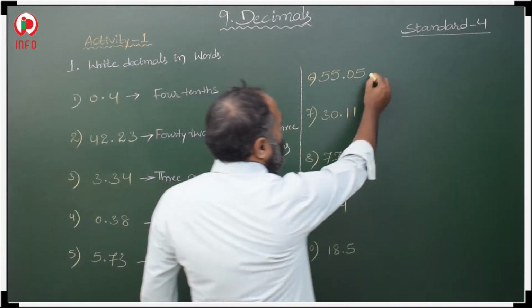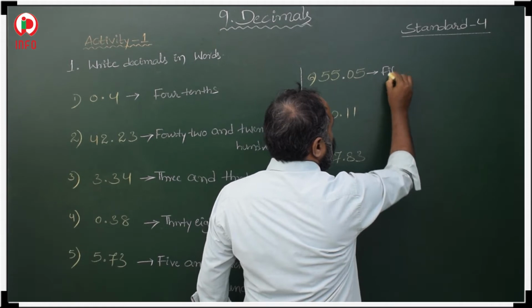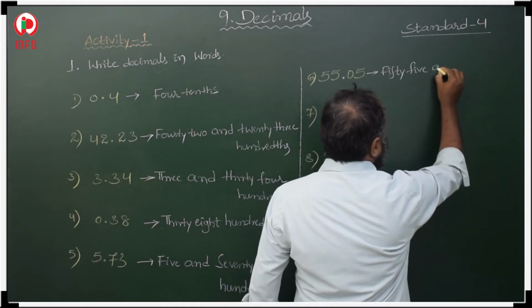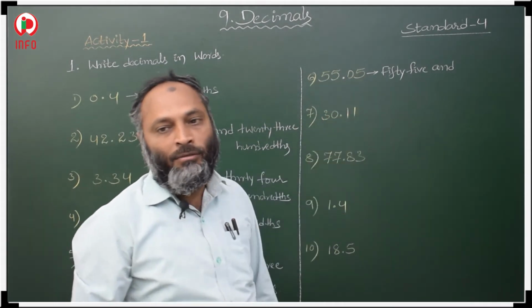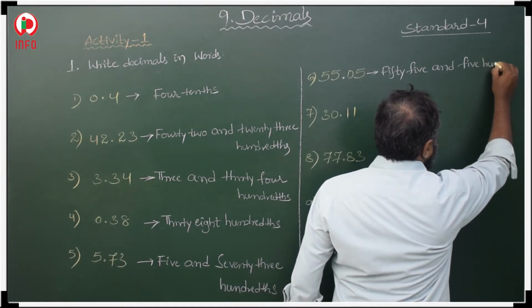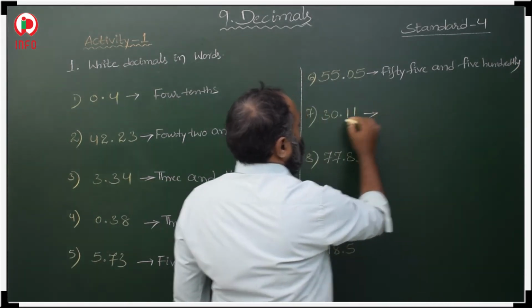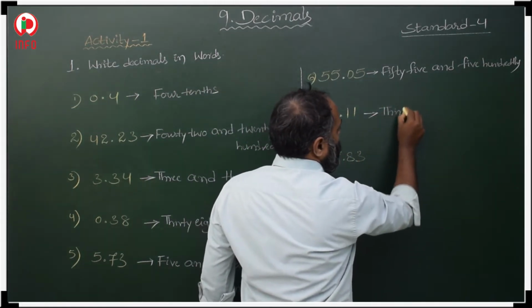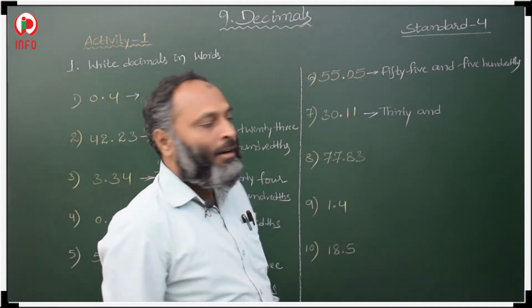Now here, before the decimal is 55. After that the decimal is there. Decimal means "and". 05 means 5 hundredths. So 55 and 5 hundredths. Next, before the decimal, 30 is there, means 30 and 11 hundredths.